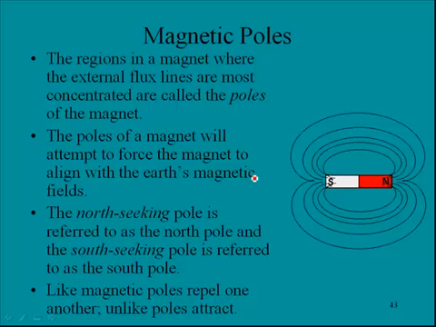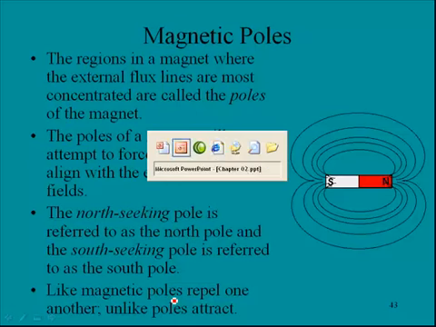Magnetic poles. The regions in a magnet where external flux lines are most concentrated are called poles of the magnet. The poles of the magnet will attempt to force the magnet to align with the Earth's magnetic fields. The north-seeking pole is referred to as the North Pole, and the south-seeking pole is referred to as the South Pole. Like magnetic poles repel one another, unlike poles will attract.